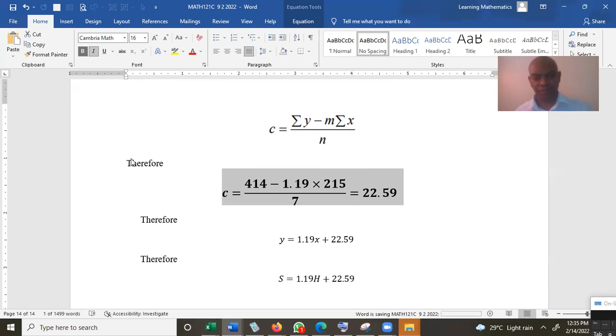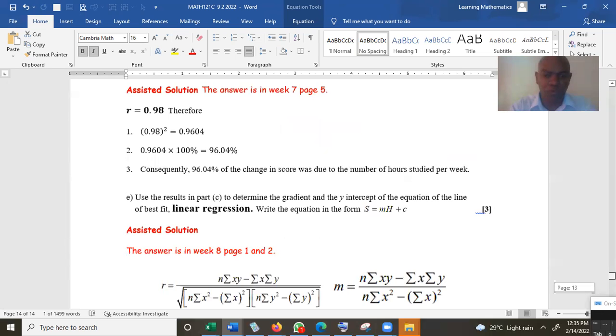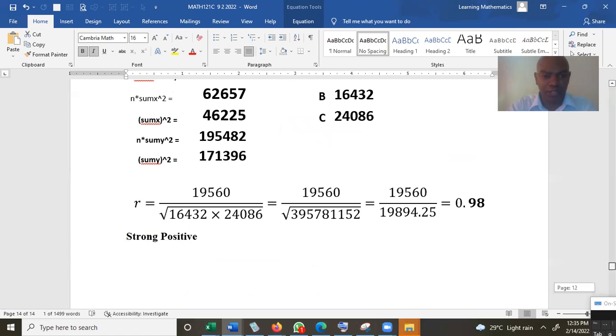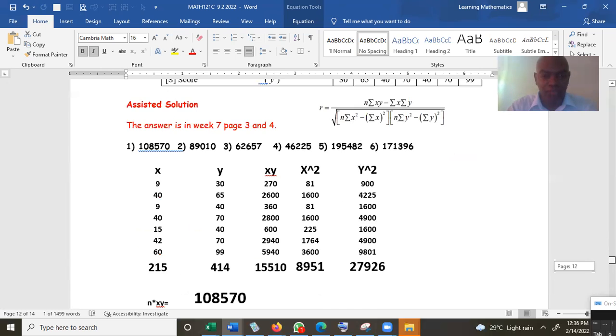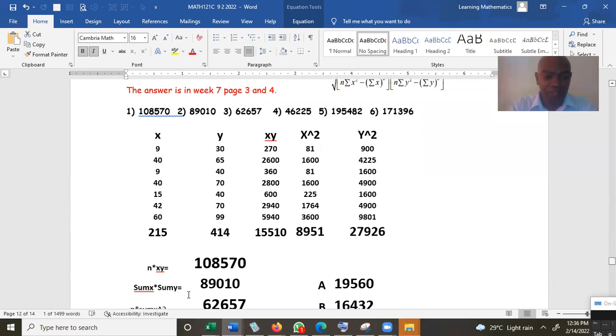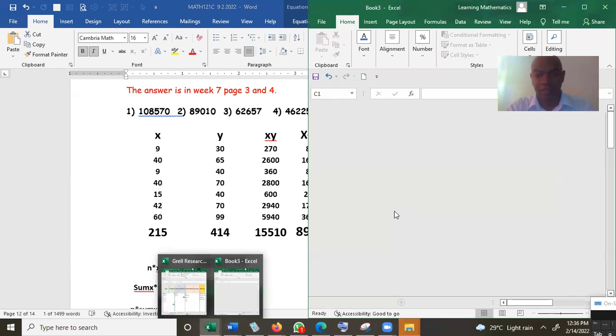Now, we know we can calculate correlation using Excel. Look, we just did it there. But you can also calculate the equation itself using Excel very easily. This can be calculated using Excel.